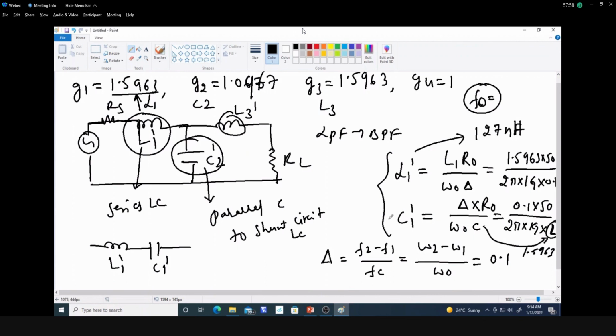So the new value of C1 dash, you can find out: 0.1 into 50 by 2 pi into 1 gigahertz into 1.5963. How much now? 4.9 into 10 power minus 10. So for these values you can calculate properly. This is nothing but L itself, because we are transforming this L to an LC circuit. So you have to substitute 1.5963. 498 pico.